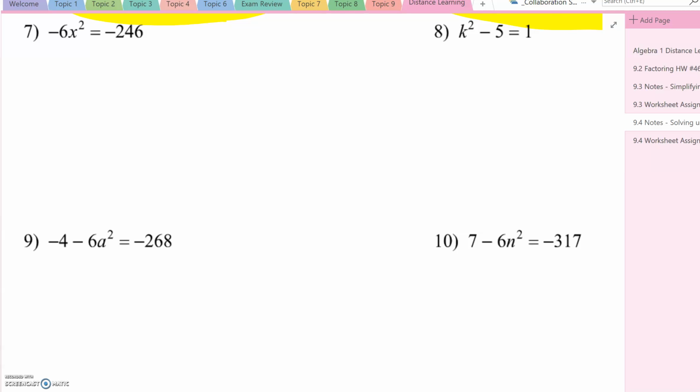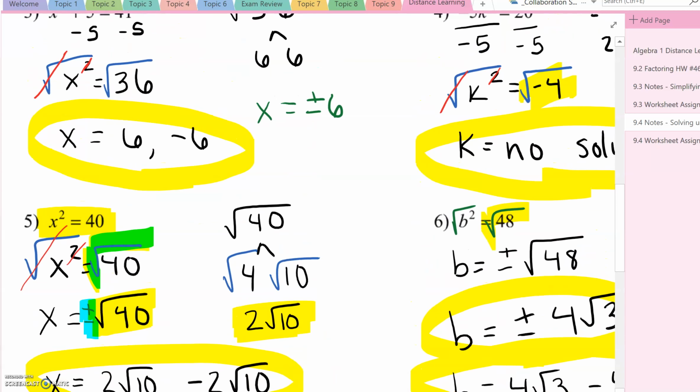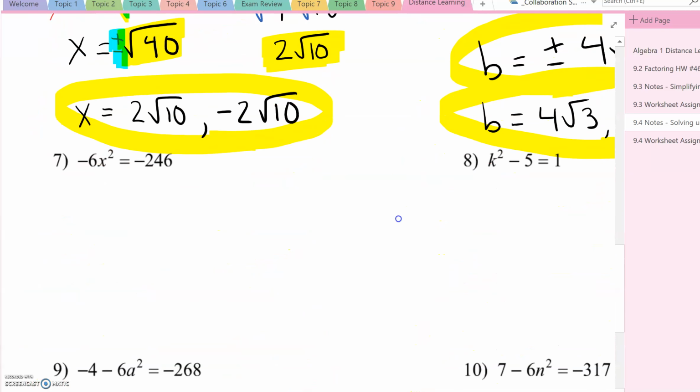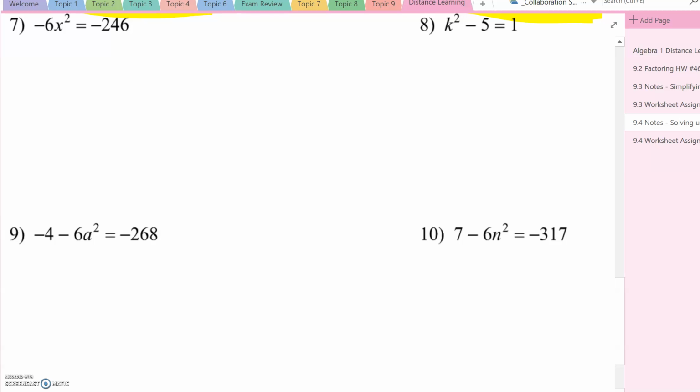Okay, so 7 and 8, problems 7 and 8 are very similar to 3 and 4. We're just adding in the aspect of simplifying the radicals like we did in 5 and 6. So in problem number 7, we have negative 6x squared equals negative 246. Remember, our goal for all of these problems is to get the variable by itself. So we want to get x squared completely by itself, but we are currently multiplying x squared by negative 6.